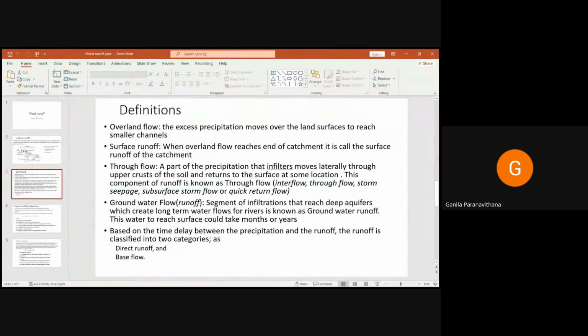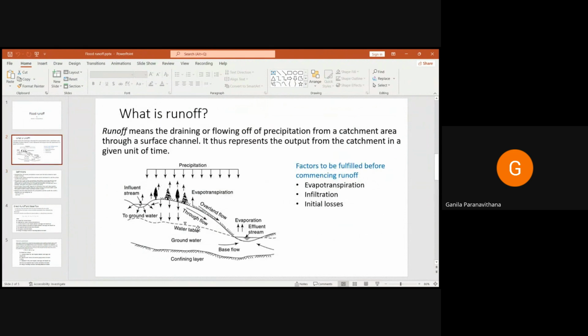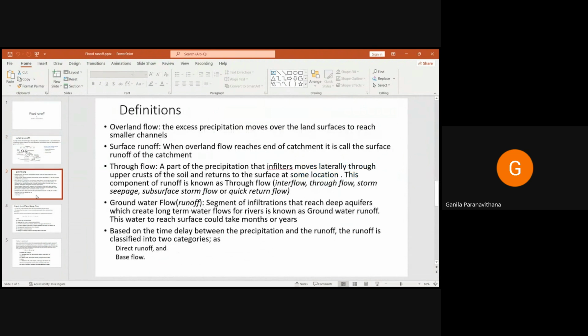Now groundwater flow. The segment of infiltration that reaches deep aquifers, which create long-term water flows for rivers, is known as groundwater flow. Now, when this part of the infiltrated water reaches the groundwater table, it creates flow beneath rivers. So the outflow from the groundwater is called groundwater runoff.